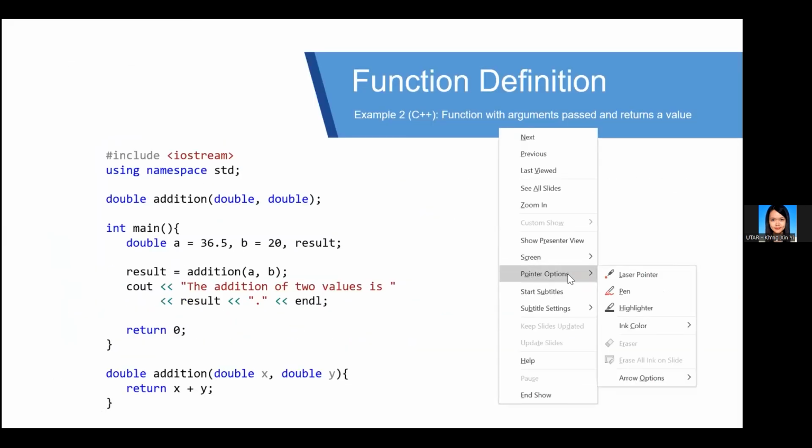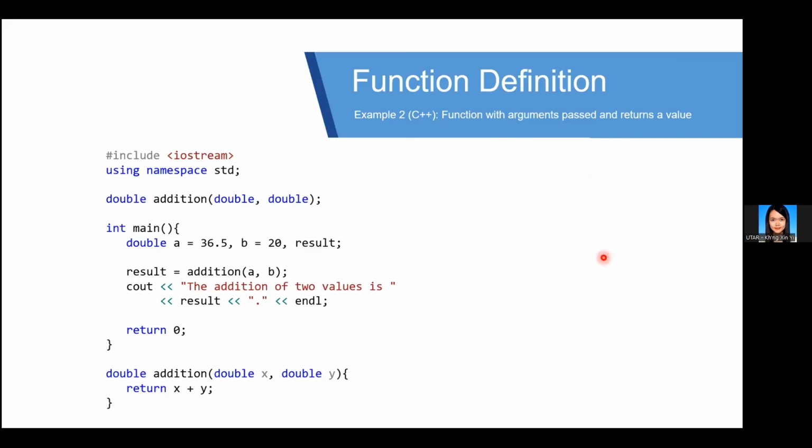So if you look at the next example here, actually, this is also a program used to find the addition of two numbers. But the difference is that this is a value returning function. You can see that the return type is double. And then after that, the function name is addition. Then we pass down two double type values to the function. Okay, and then what is the function call?